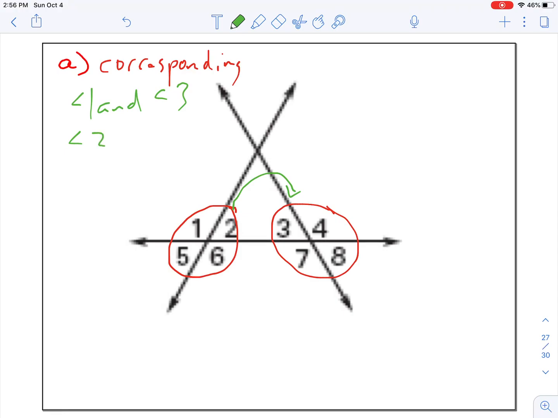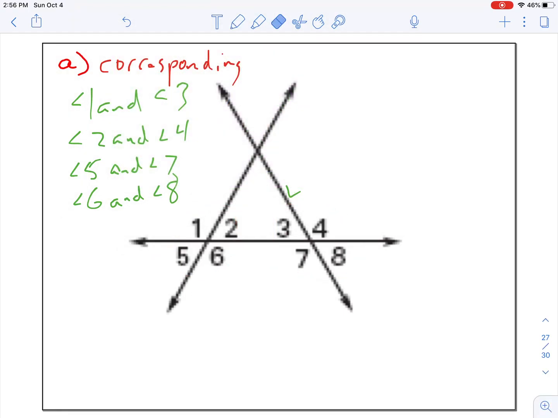Angle 2 is on the top right. Angle 4 is on the top right. They would be corresponding angles. Angle 5 is on the bottom left. Angle 7 is on the bottom left. They would be corresponding angles. And the last set, angle 6 is on the bottom right, and angle 8 is on the bottom right. So they would be corresponding angles.